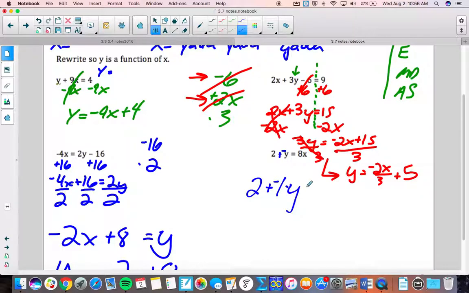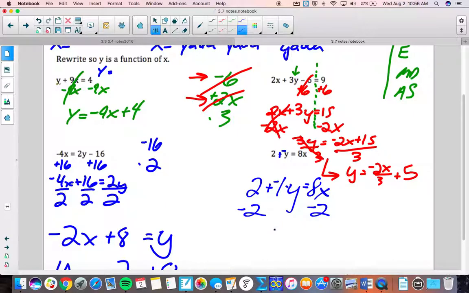I'm going to just rewrite this real quick. It's worth it to understand that this line that was typed, plus negative y, is the same as 2 plus negative 1 times y equals 8x. So what's being done to y? It's being multiplied by negative 1, and it's being added to by 2. We need to undo the adding by 2 first, so we'll subtract 2.